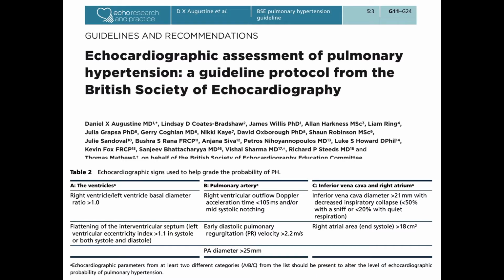The British Society of Echo have proposed a way of actually assessing the presence or absence of pulmonary hypertension by expanding upon the previously defined categories outlined by the European Society of Cardiography. They suggest looking at the qualitative features within the right ventricle, the pulmonary artery, or the inferior vena cava and right atrium, and determining whether there is or is not the presence of abnormalities qualitatively in 2 or more of those structures.